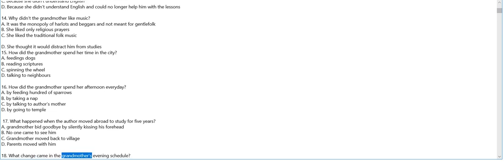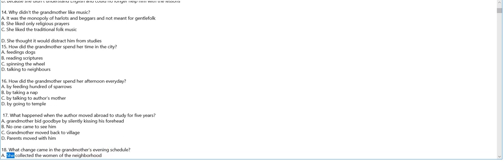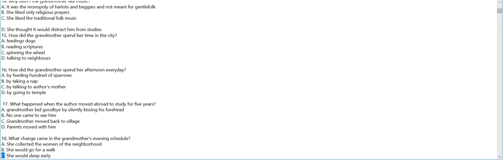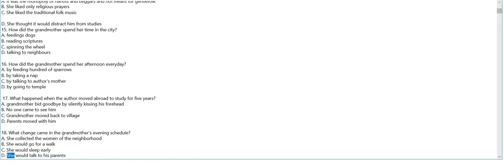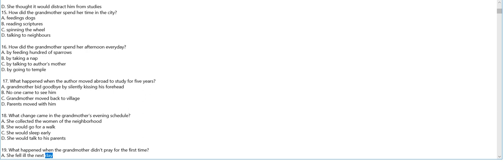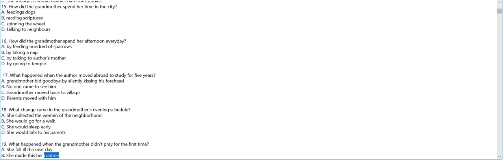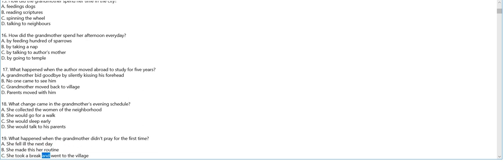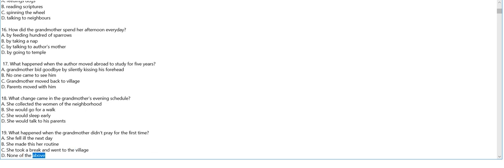18. What change came in the grandmother's evening schedule? A. She collected the women of the neighborhood. B. She would go for a walk. C. She would sleep early. D. She would talk to his parents. 19. What happened when the grandmother didn't pray for the first time? A. She fell ill the next day. B. She made this her routine. C. She took a break and went to the village. D. None of the above.